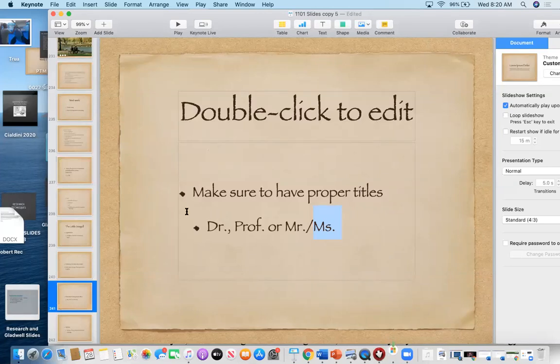So if you're applying for a job, you want to address them as Doctor, Professor, or Mr. or Ms. But always use this Ms. Because sometimes there can be kind of a backlash if you don't do that. And by the way, even if that woman's not married, even if you know her history, you always want to use Ms.